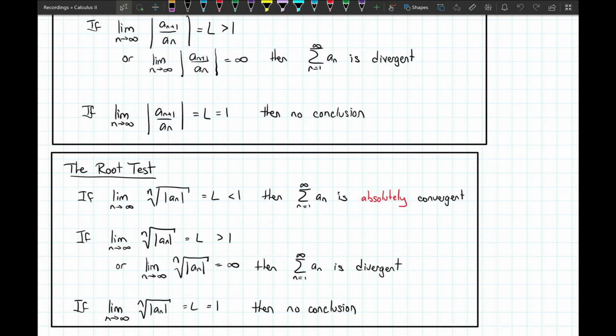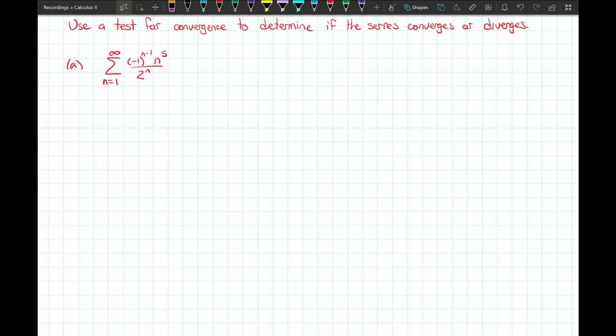All right, let's try a few examples and let's see if we can maybe use the ratio test or the root test instead of some of our other tests that we've taken a look at to help simplify this test for convergence a bit more. Now, in these examples, we're going to be just testing to see if the series converges or diverges.